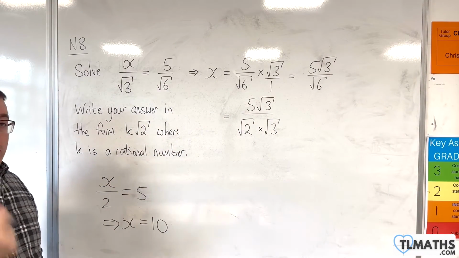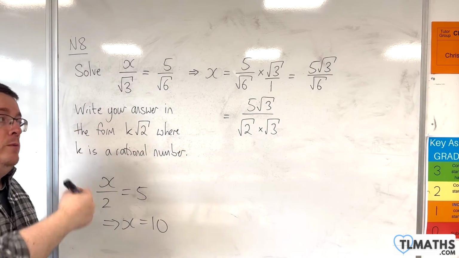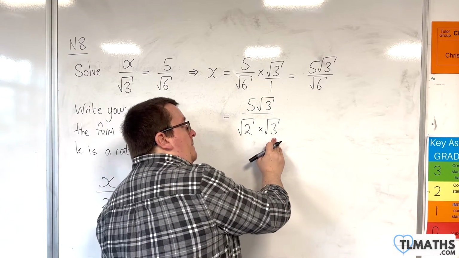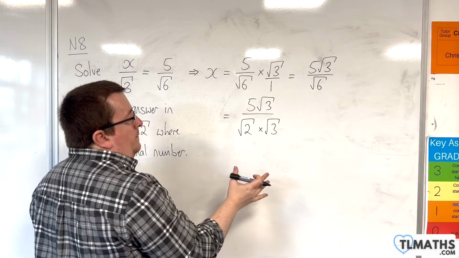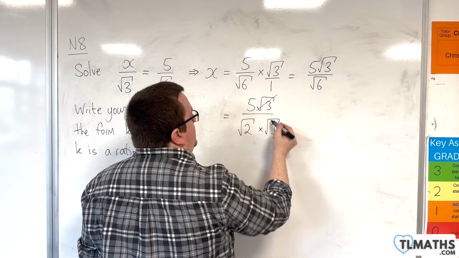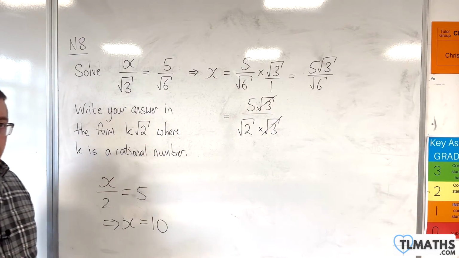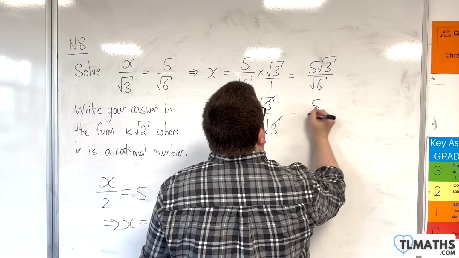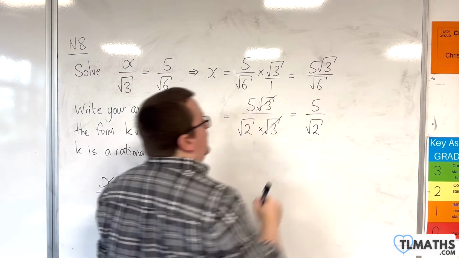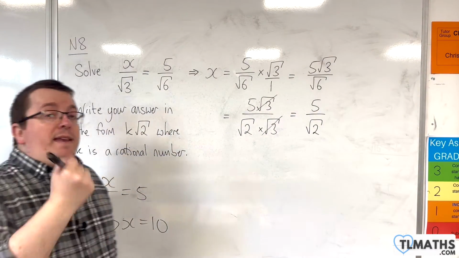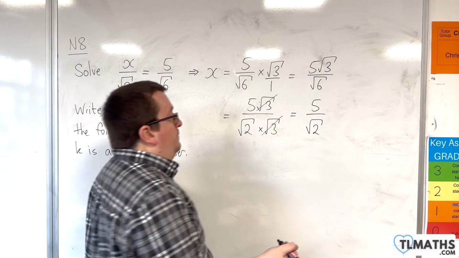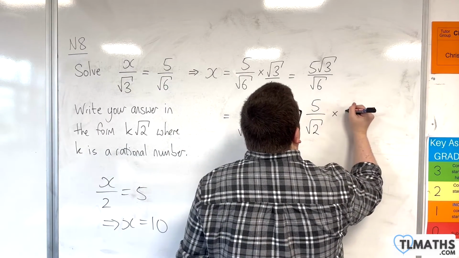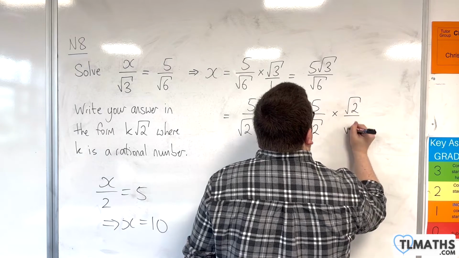Okay, so the root 6 is the square root of 2 times 3, which is the square root of 2 times the square root of 3. You might spot that. In which case then, we can divide top and bottom by root 3. So they're gone. So actually, I'm now working with 5 over root 2. Now I'm going to rationalise the denominator. So I'm going to multiply it by 1, which is going to be root 2 over root 2.